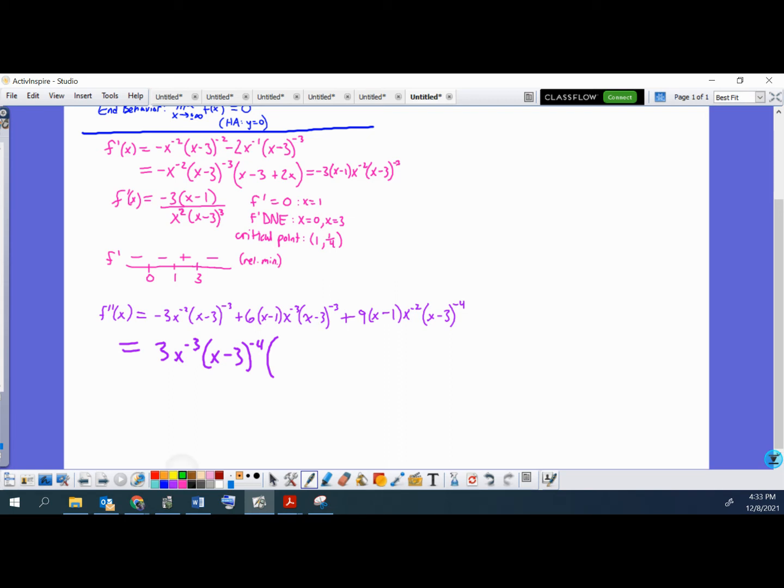So from the first factor, what did I have there? Well, we took out the 3. We took out an x to the negative 2. So that leaves a negative x. And we also have an (x minus 3) factor there.